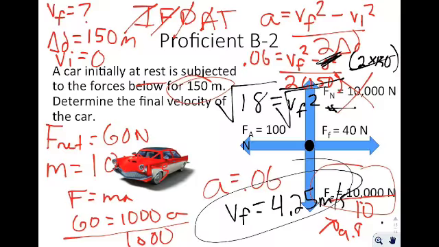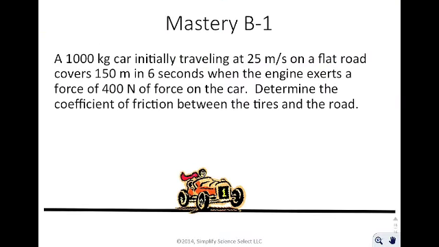In this last example, it says a car initially traveling at 25 meters per second on a flat road covers 150 meters in 6 seconds. So I have a car, flat road, 6 seconds. When the engine exerts a force of 400 newtons on the car, determine the coefficient of friction between the tires and the road. So this is interesting because it's like a kinematics motion equation, but at the same time, we're looking for the coefficient of friction, not just the acceleration or the force.